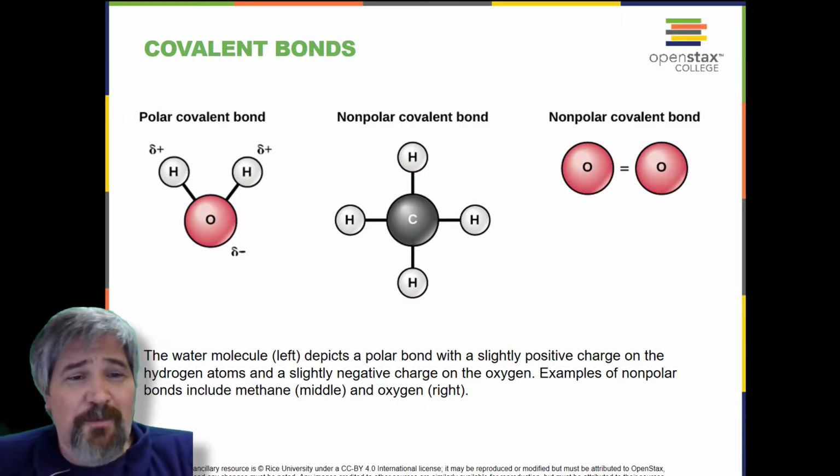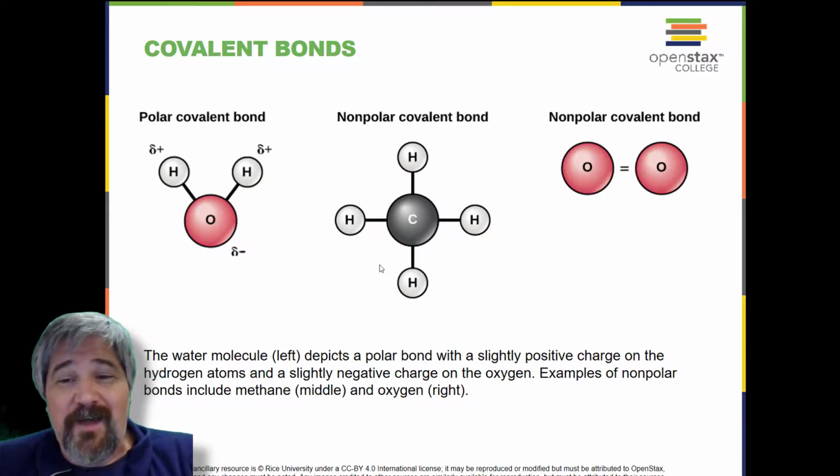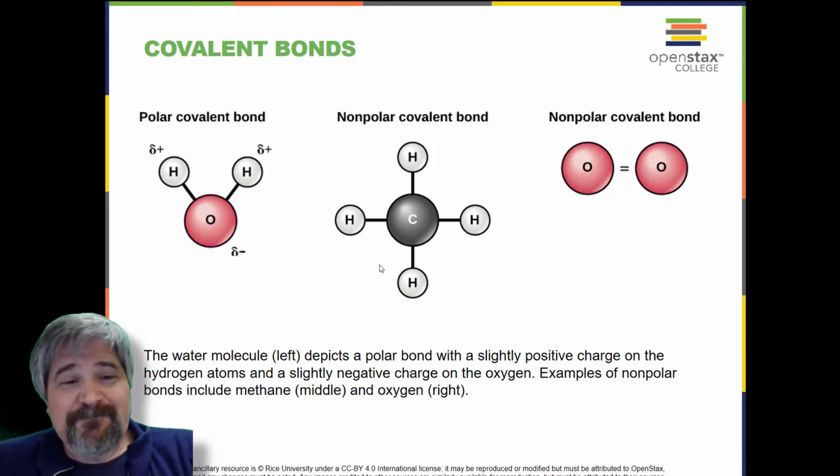Another example of a nonpolar covalent bond is found in the methane molecule, pictured here right in the middle. The carbon atom has 4 electrons in its outermost shell and needs 4 more to fill it. It gets these 4 from 4 hydrogen atoms, each atom providing 1. These elements all share the electrons equally, creating 4 nonpolar covalent bonds.